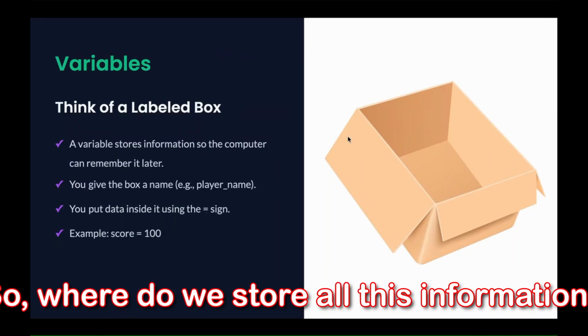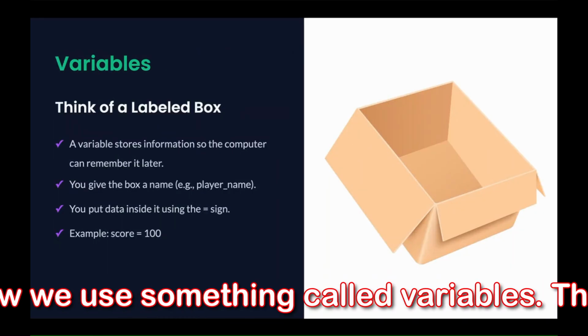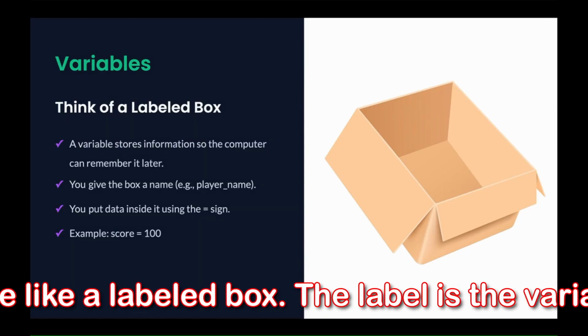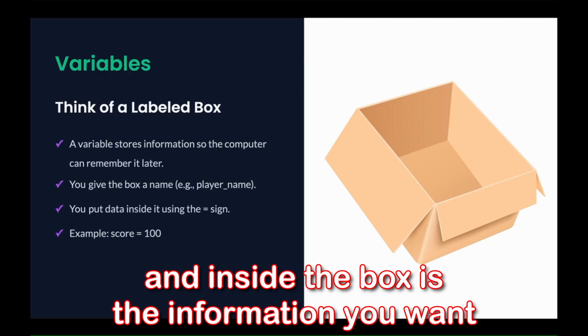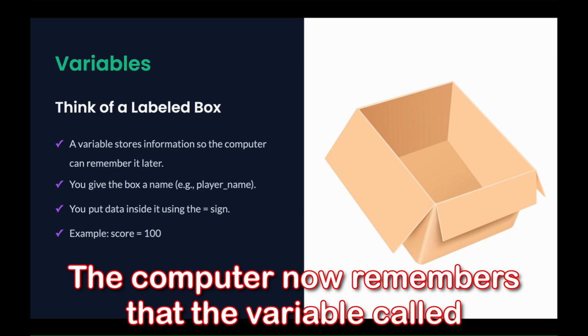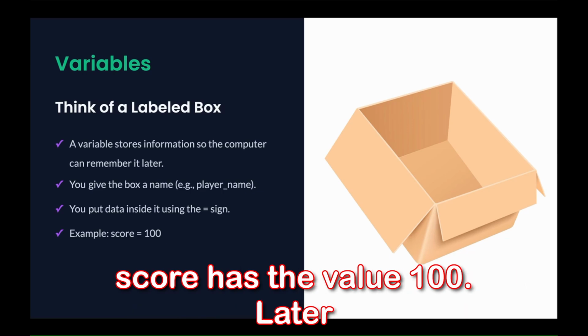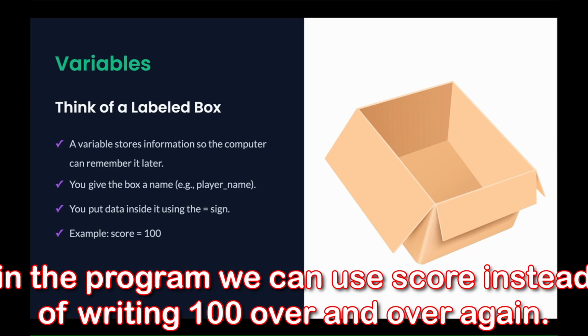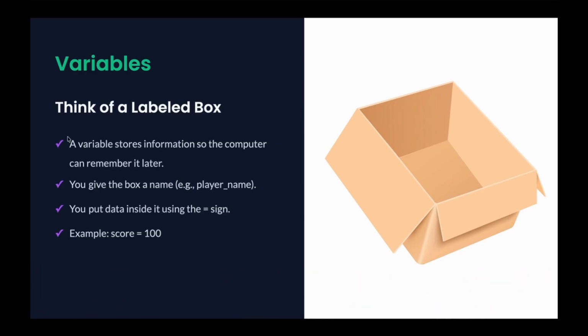So, where do we store all this information? Now, we use something called variables. Think of a variable like a labeled box. The label is the variable's name, and inside the box is the information you want to save. For example, score = 100. The computer now remembers that the variable called score has the value 100. Later in the program, we can use score instead of writing 100 over and over again.